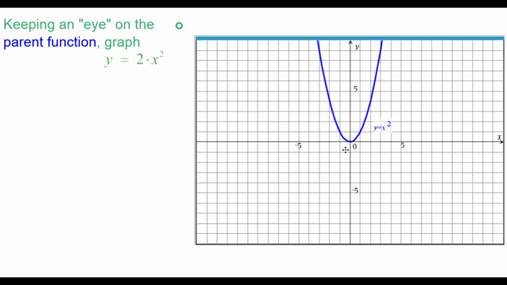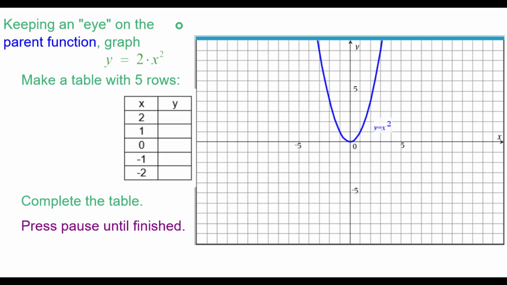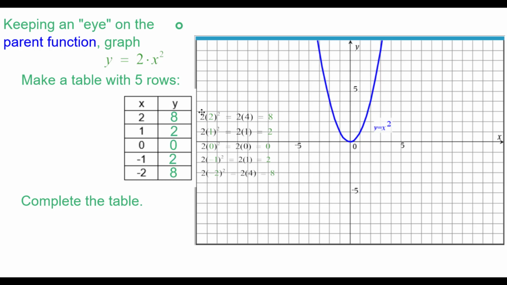Now, keeping an eye on this parent function here, I want you to graph y equals 2 times x squared. Make a table with 5 rows using these x values. Complete the table. Press pause until you're finished. So here's how I calculated the values for y here. You can see them here. Pause if you need to do so. And these are the values we got for y.